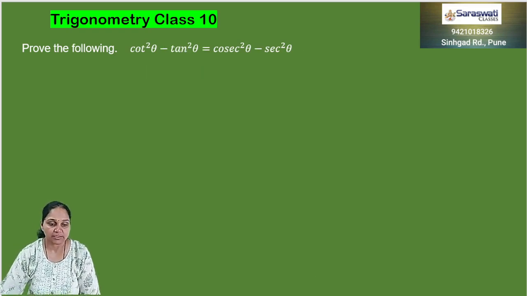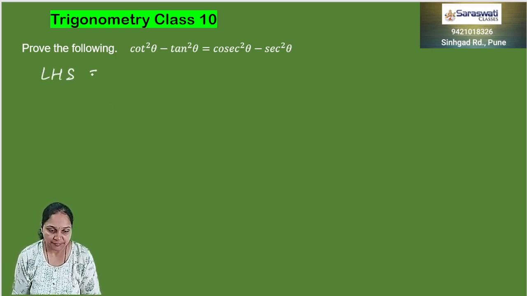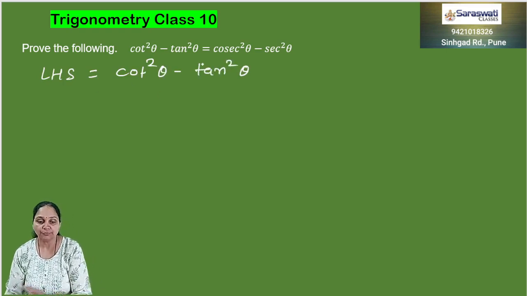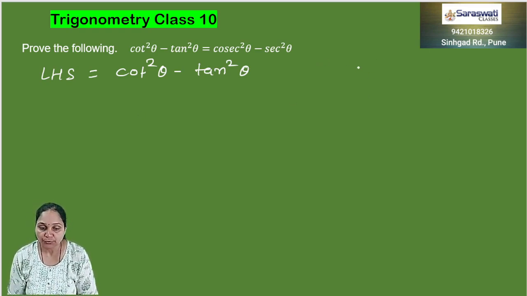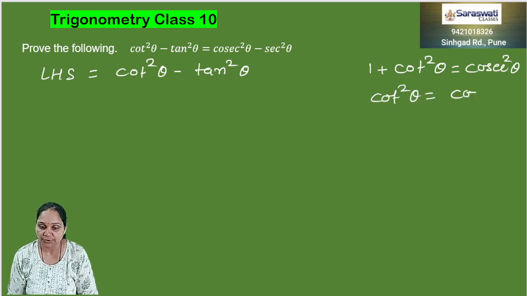This is the next example. Again in this consider LHS, that is cot square theta minus tan square theta, and we have to prove it is equal to cosec square theta minus sec square theta. Now we know the identities in cot square theta and tan square theta, so 1 plus cot square theta is equal to cosec square theta. So cot square theta is equal to cosec square theta minus 1.